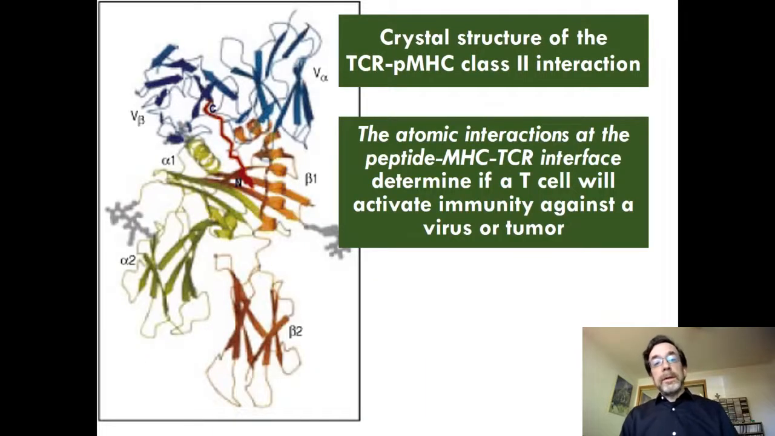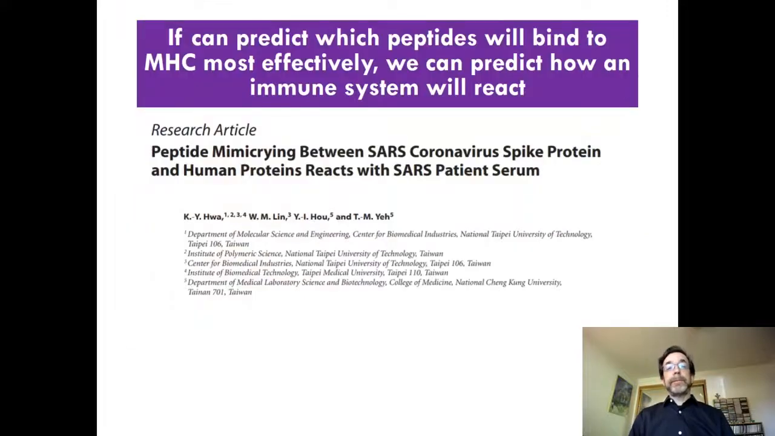Here's a Class II interaction. And this is really fuzzy. These are really old because they're kind of the original crystal structures. But the atomic interactions will determine if the TCR engages and if it recognizes that peptide as being something novel, which is the case in which it activates the immune system. So here are the papers I want to talk about.